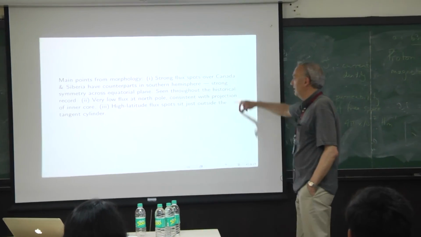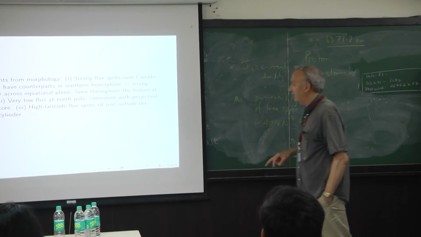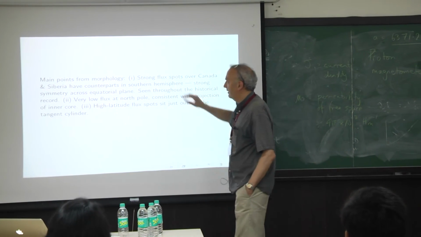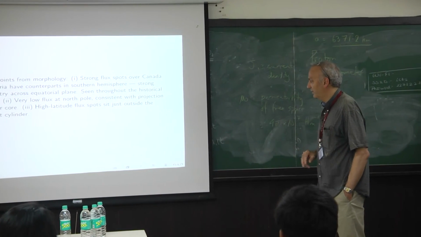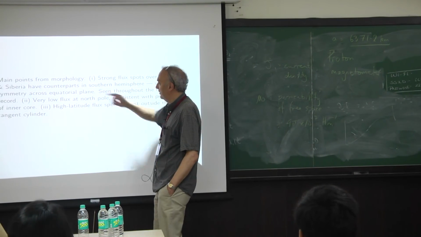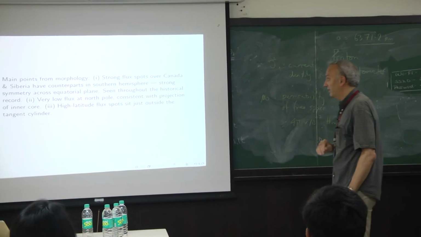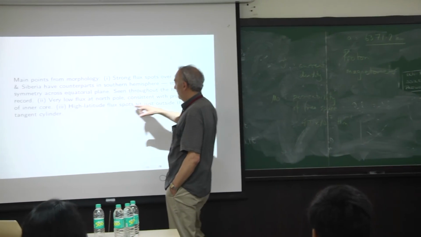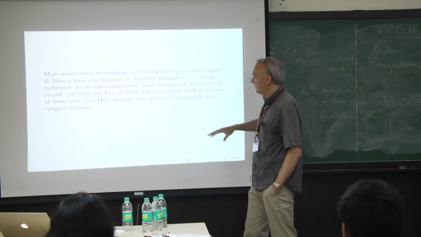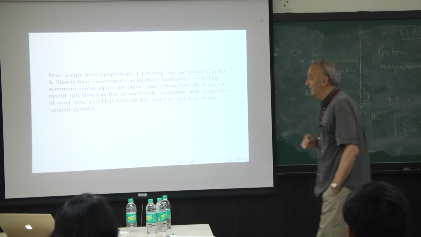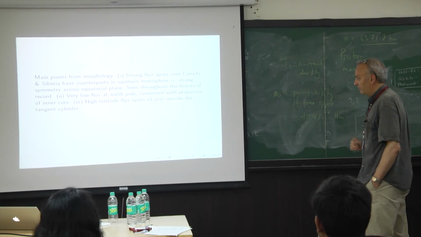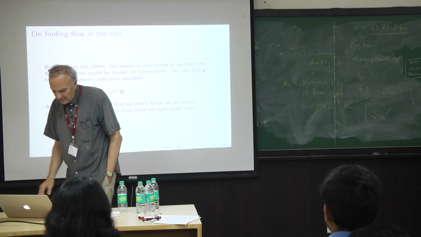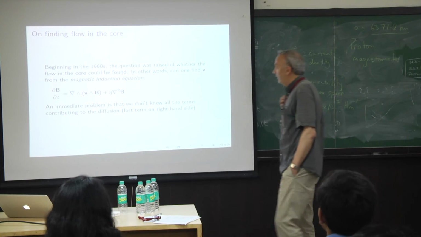Here's a little summary of what I've just told you. We've got these strong flux spots over Canada and Siberia with their counterparts in the southern hemisphere. So we have this strong symmetry across the equatorial plane, which is seen throughout the historical record. We've got the high latitude flux spots sitting just outside the tangent cylinder, and we have this low flux at the North Pole, which seems to be consistent with the projection of the inner core. Now, let's see what we can do with this.